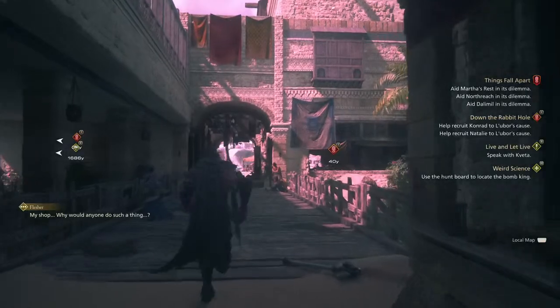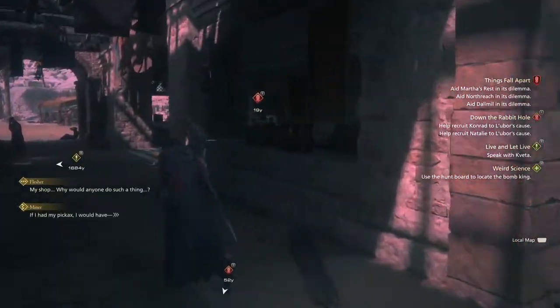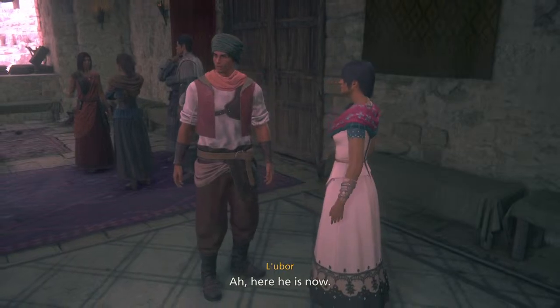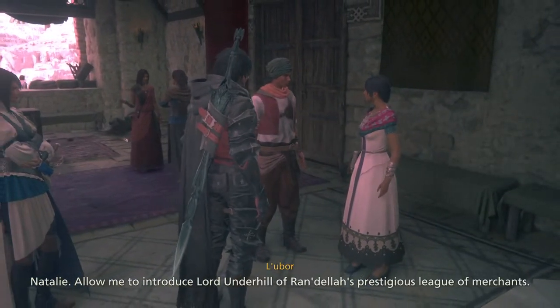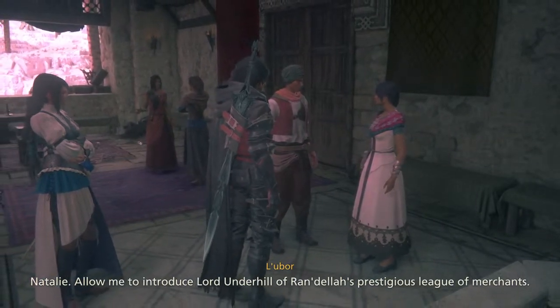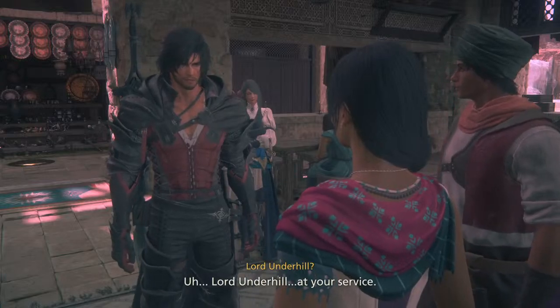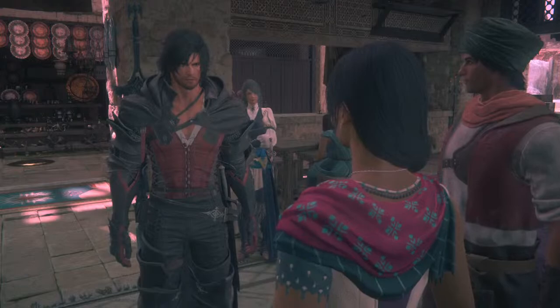Shop. If I had my pickaxe, I would... I mean, it may still be possible to buy some. Ah, here he is now. Natalie, allow me to introduce Lord Underhill of Randalar's prestigious League of Merchants. Lord Underhill. At your service.